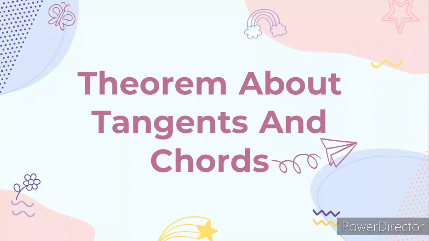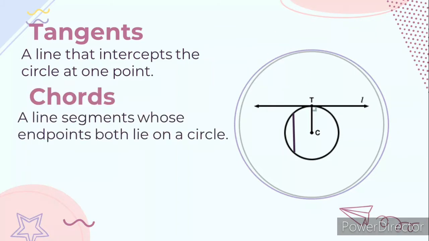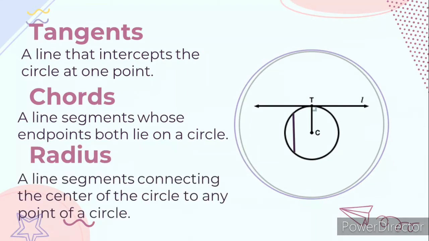Theorems about tangents and chords. Tangents: a line that intercepts the circle at one point. Chords: line segments whose endpoints both lie on a circle. Radius: a line segment connecting the center of the circle to any point on the circle.